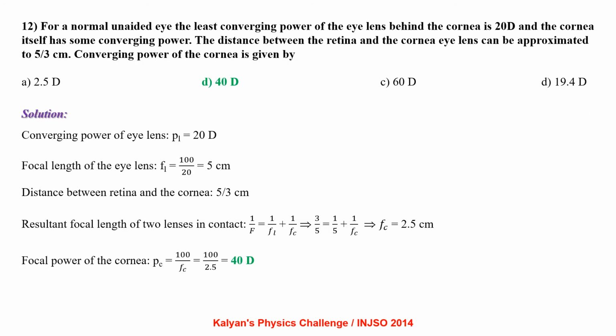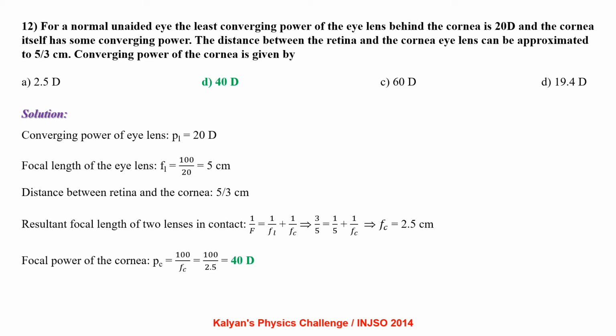For a normal unaided eye, the least converging power of the eye lens behind the cornea is 20D, and the cornea itself has some converging power. The distance between the retina and the cornea-eye lens can be approximately 5/3 cm.